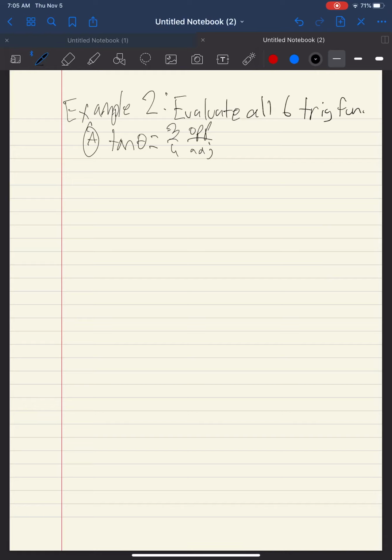So now that I got that, I can draw my triangle. I know theta is going to be right here. Opposite is 3, so the opposite should be this one, over adjacent. And I'm just missing my hypotenuse. We know the Pythagorean theorem, this should give you 9 plus 16, which is 25. Square root of 25 is 5. And after that, we found our triangle, and we were able to draw this triangle out.